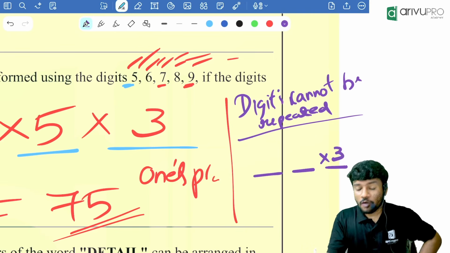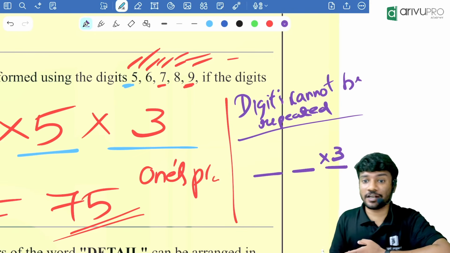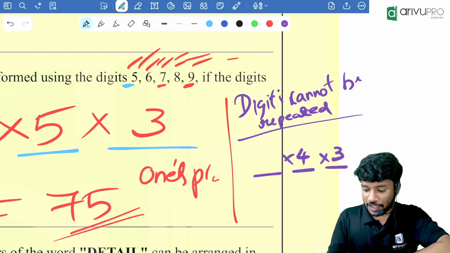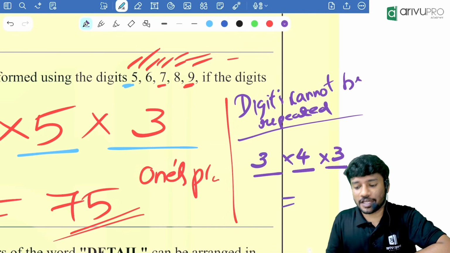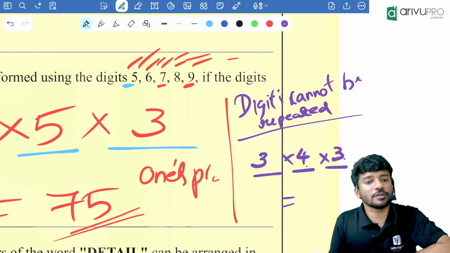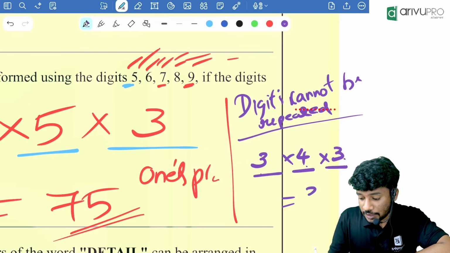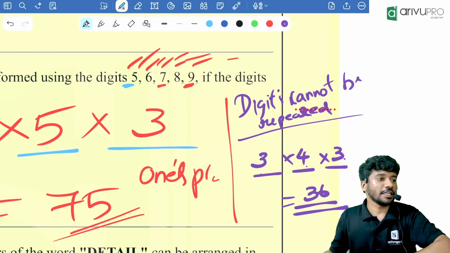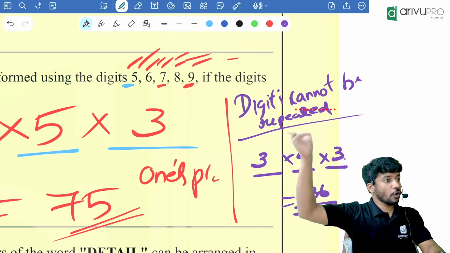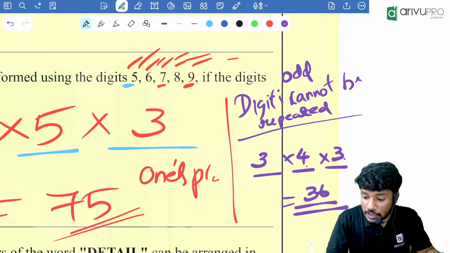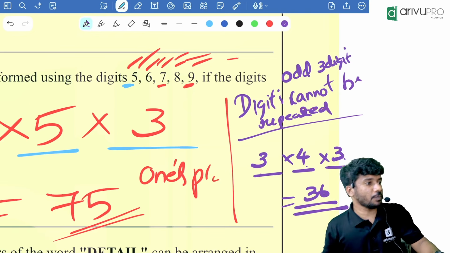Now, tell me, one of them already sat. How many are remaining? 4. 2 already sat. How many are remaining? 3. How much is the answer then, people? 3 into 4 into 3. How much is it? 36. Understood? Always give priority to the odd number when they are saying that it is an odd 3-digit number, when digits cannot be repeated.